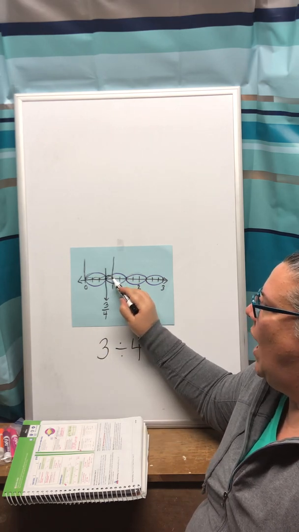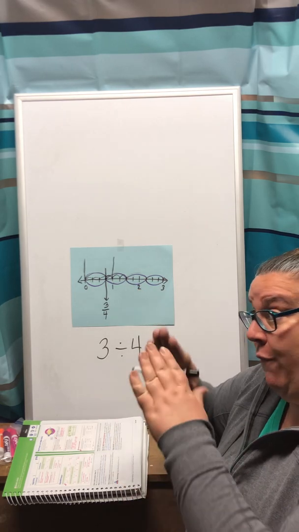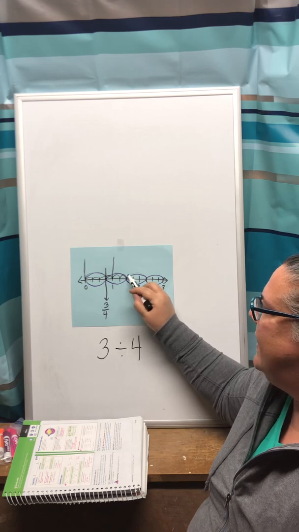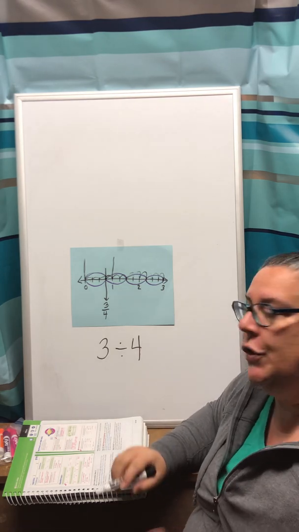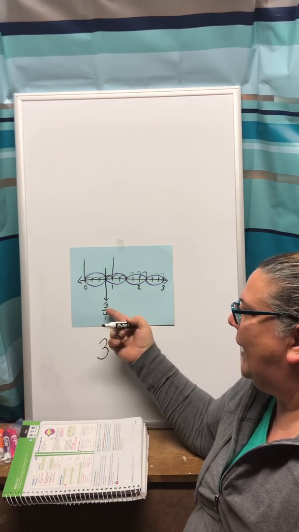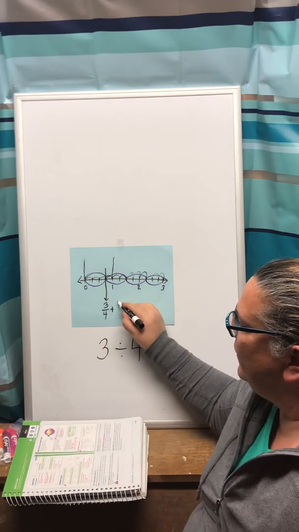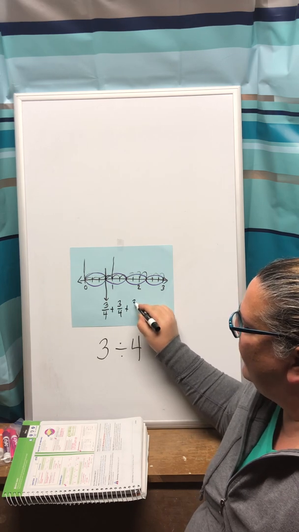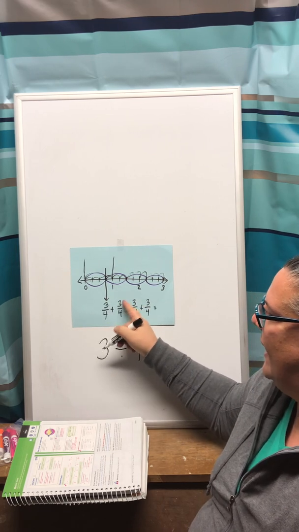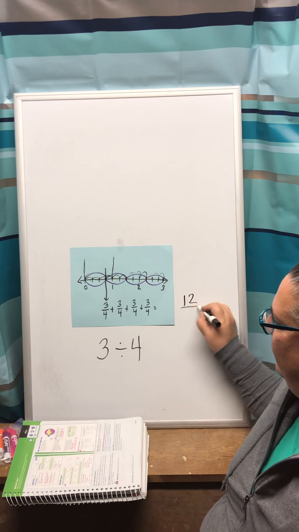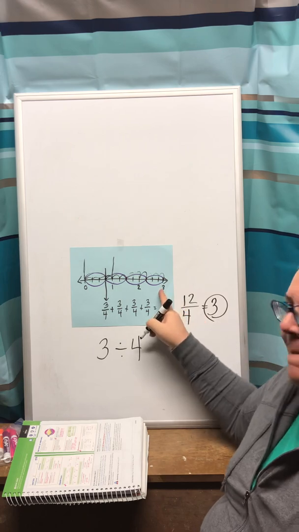I went 1, 2, 3 jumps out of the 4 that make the whole, and I continue doing 1, 2, 3 jumps, 1, 2, 3 jumps. So my arrow is pointing at the 3/4, and again I have 4 of them, so it would be 3/4 plus 3/4 plus 3/4 plus 3/4, 3, 6, 9, 12 fourths. 12 divided by 4 brings me back to my 3.